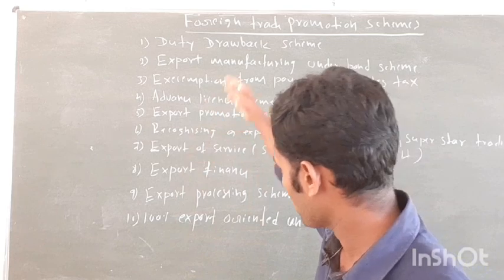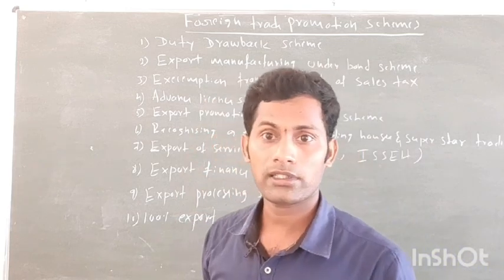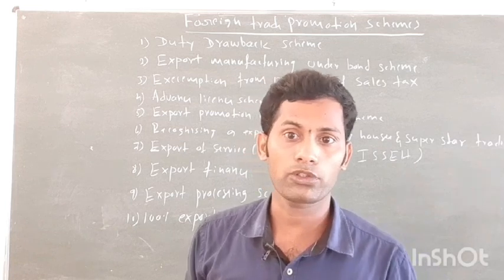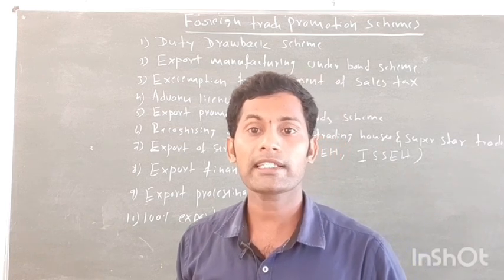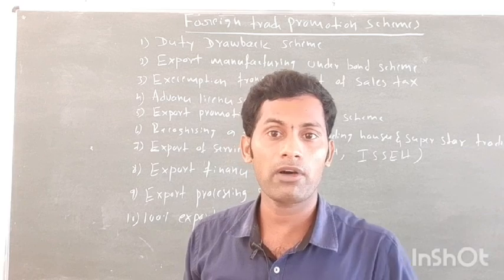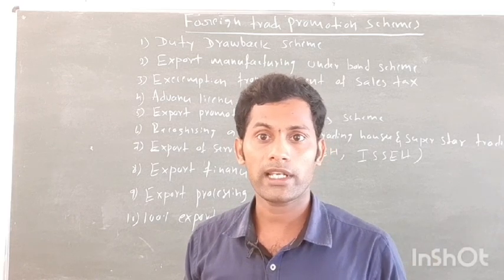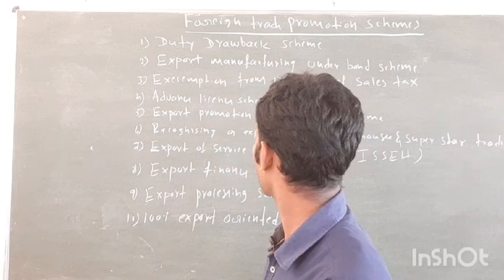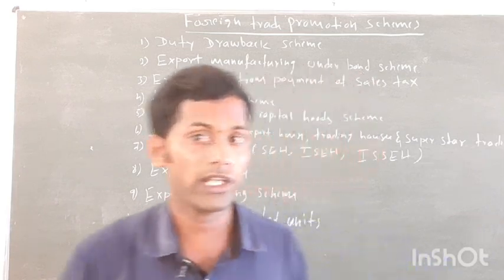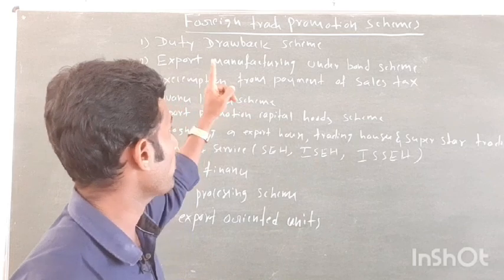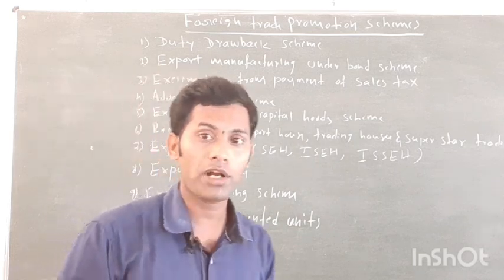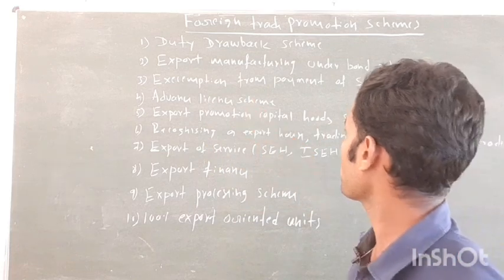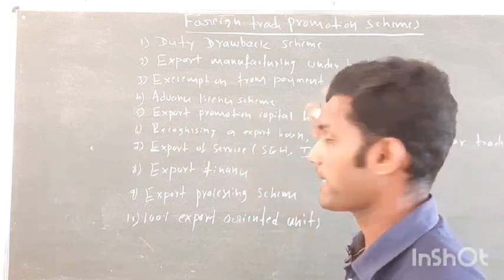Here are the 10 things, which are meant only to increase export. So we have to increase our export to minimize our balance of payment deficit. That's the main thing. First one, duty drawback scheme. Then we have export manufacturing under bond scheme. Then third one, exemption from payment of sales tax.